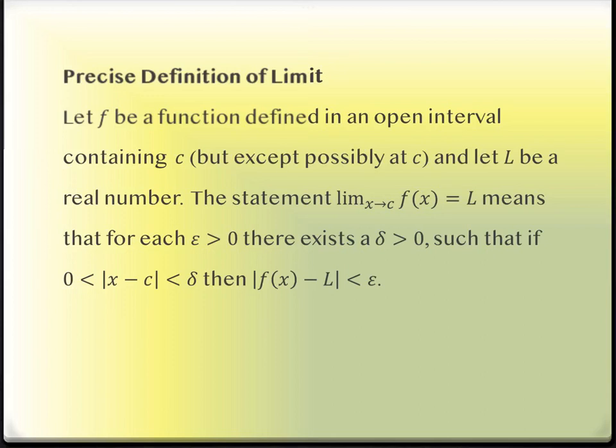This says, let f be a function defined on an open interval containing c, except possibly at c itself. Let L be a real number. The statement, the limit as x approaches c of f of x equals L, means that for each epsilon greater than 0, there exists a delta greater than 0, such that if 0 is less than the absolute value of x minus c, which is less than delta, then the absolute value of f of x minus L is less than epsilon.